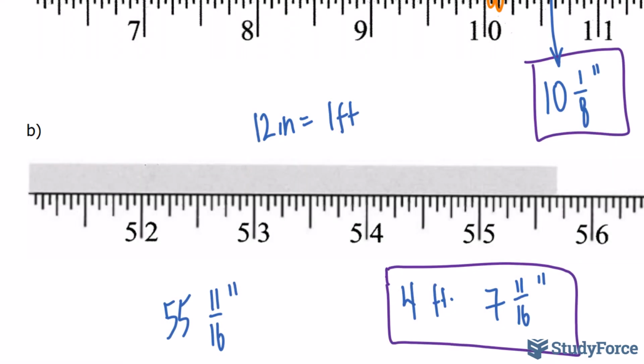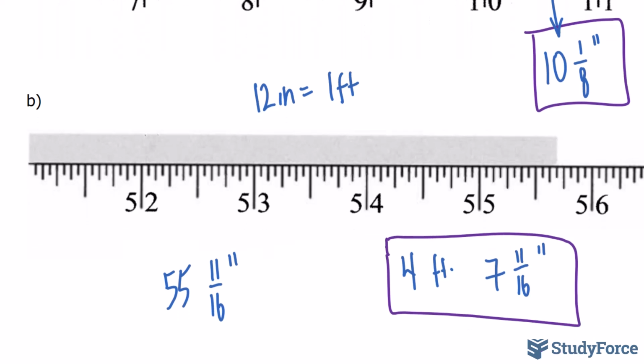Now, if you're asked to combine these two measurements, you will have to use what we found in inches here and what we found in inches here. Once you combine them in inches, then you can convert them into feet and inches if prompted.